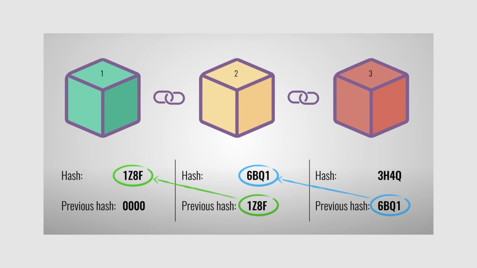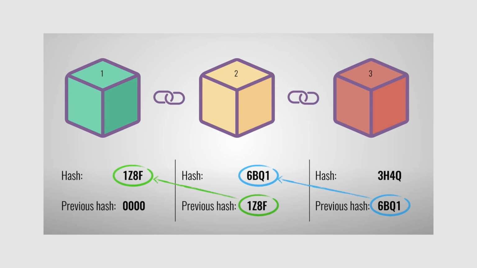So this is an example. You can see the hash is written over here and the previous hash is also written over here. The hash for the first block is 1Z8F, for example, and the previous hash is 000. Why? Because this is the genesis block and it does not carry a previous hash. Likewise, you can see the second block's hash and the previous hash. Here the previous hash is recorded as 1Z8F, which is actually the hash of the first block. Likewise, for the third, the previous hash is 6BQ1, which is exactly the hash of the yellow block. So in this way the hash and the previous hashes are recorded on the blocks.